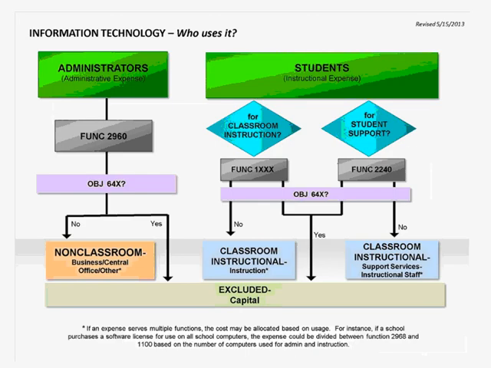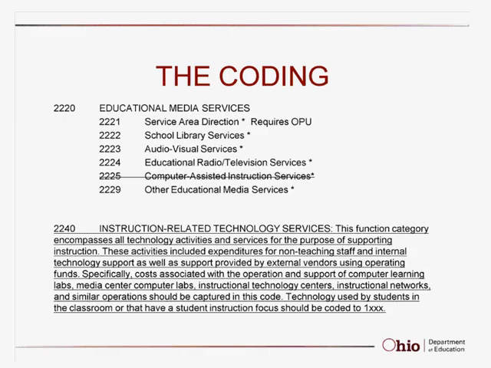The next question is, what do you do about the person that runs a computer lab, or the software we buy from a vendor for one of those intervention programs? What do we do with that? We are adding a code called 2240, which will be instruction-related technology services. It will include internal technology support, which means your technology staff that go out into your classroom and work with the teacher, get things set up and load the software, as well as external vendors, as well as someone who runs computer labs, and anything else along that line.